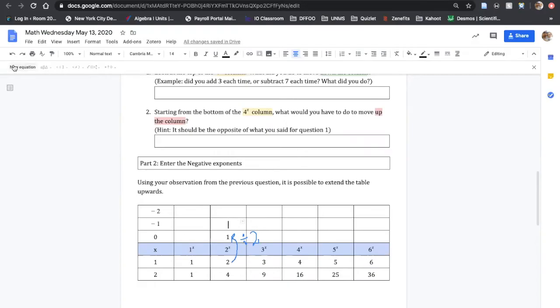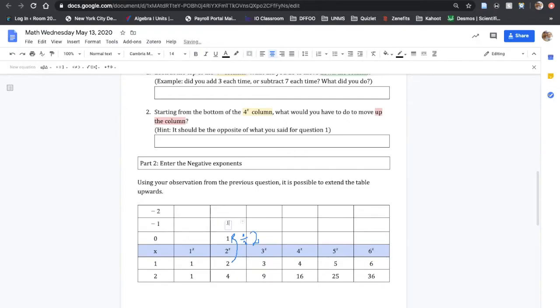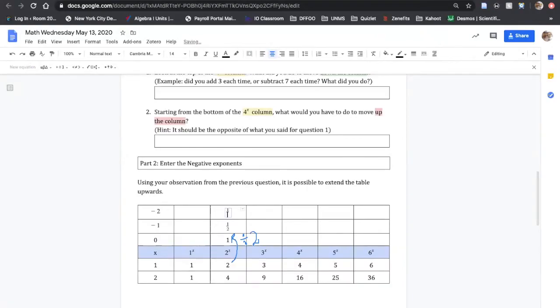So 1 divided by 2 gets me 1/2. And then going up one more time, I have 1/2. I need to divide by 2 to move up my table. So 1/2 divided by 2 is going to give me 1/4, right? And then again, I would go up one more time, dividing by 2 if I wanted to.